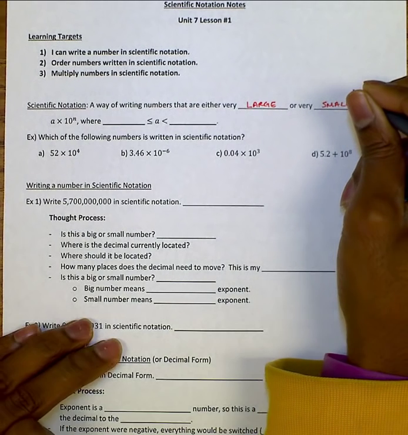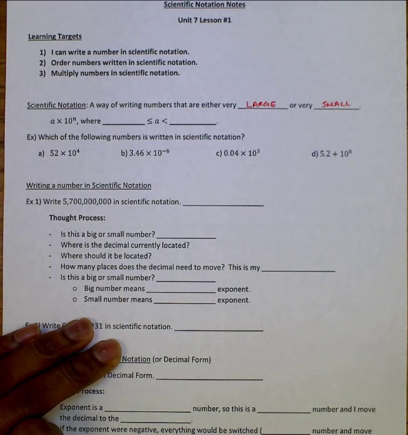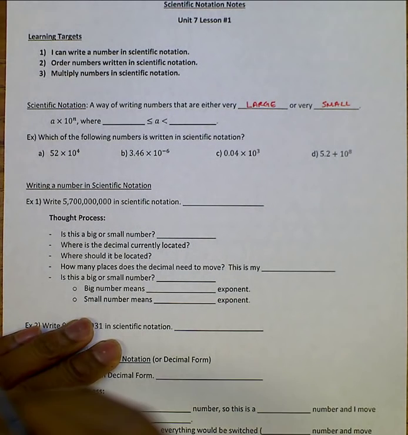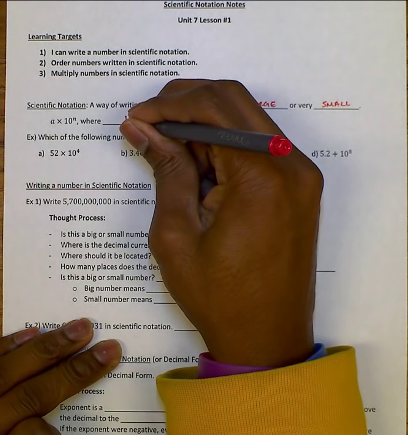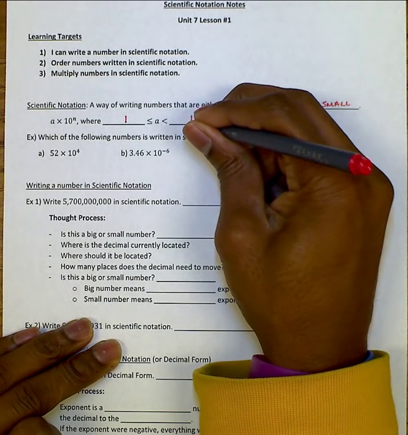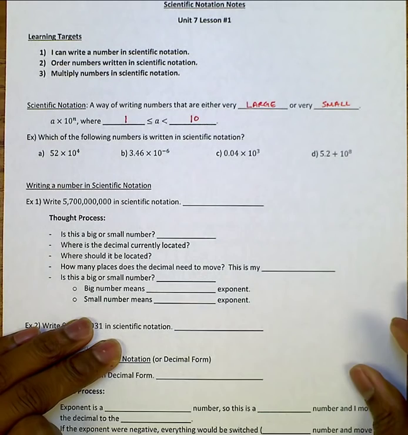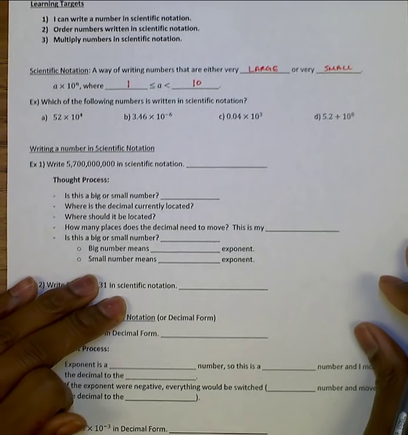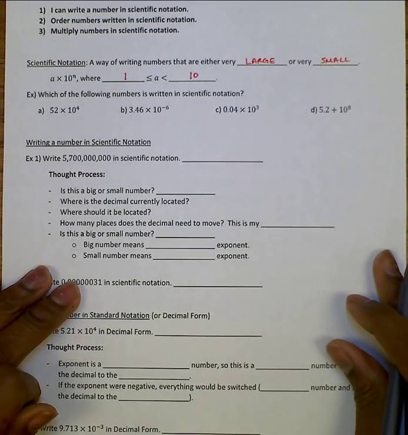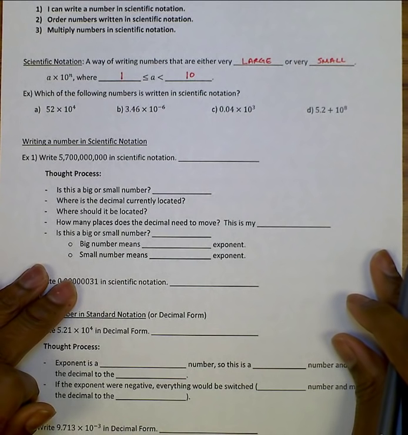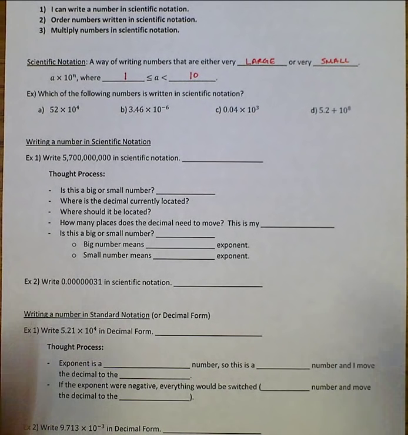Alright, so scientific notation is a way of writing numbers that are either very large or very small. Our rule for scientific notation is a times 10 to the n, where a is greater than or equal to 1 and less than 10. So as we're looking at this rule and its application, it says: which of the following numbers is written in scientific notation?